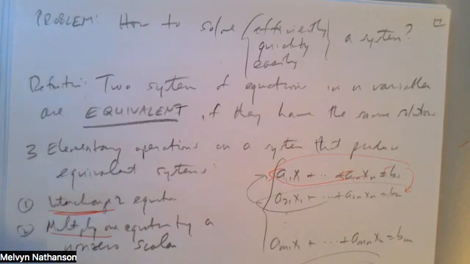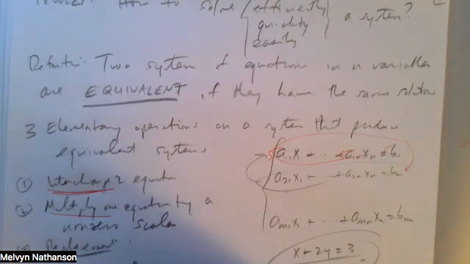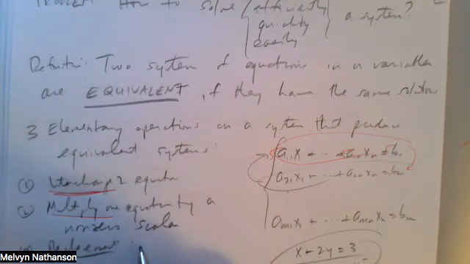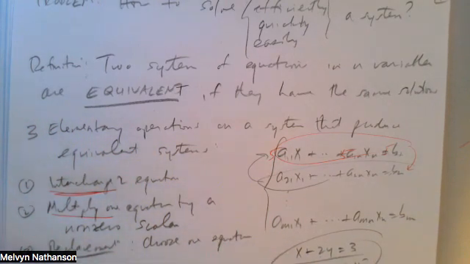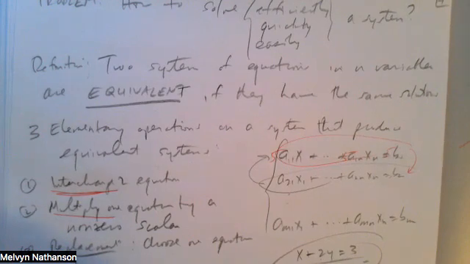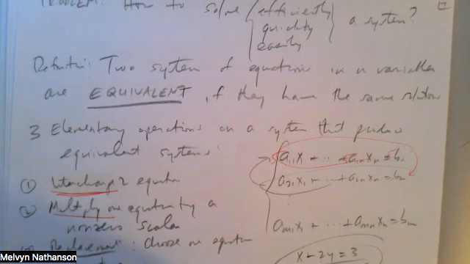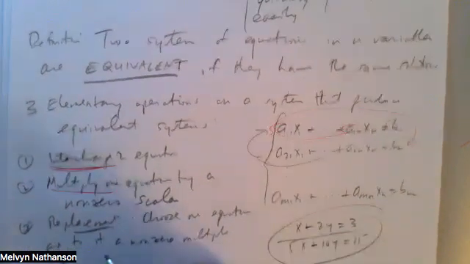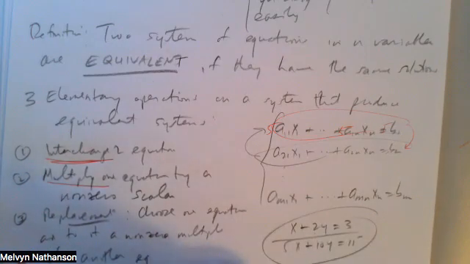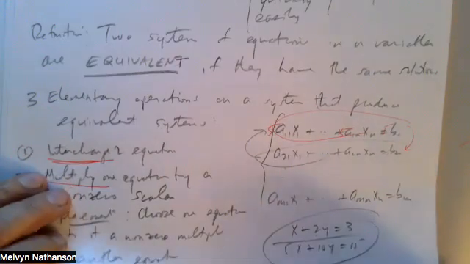And the third, I'll call it replacement, is when you choose one equation in the system and add to it a non-zero multiple of another equation. So let me just give an example of this.